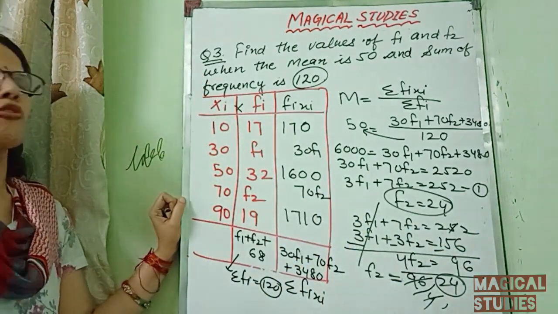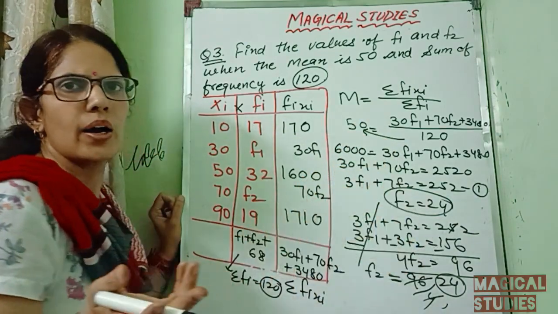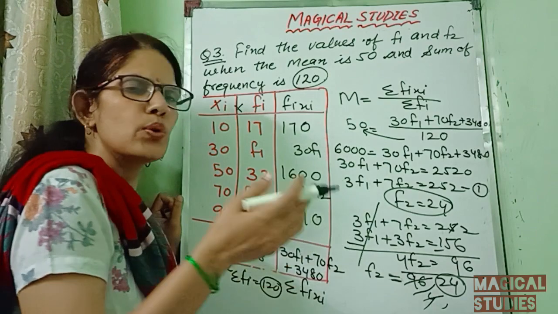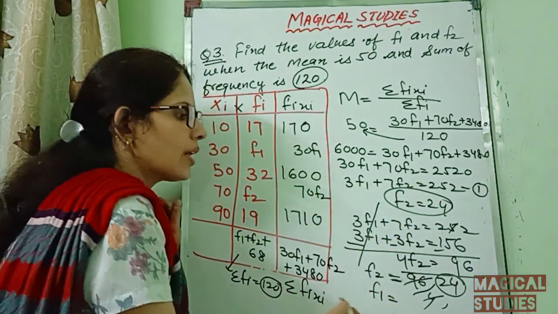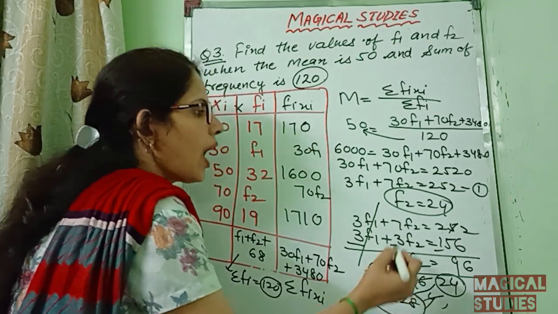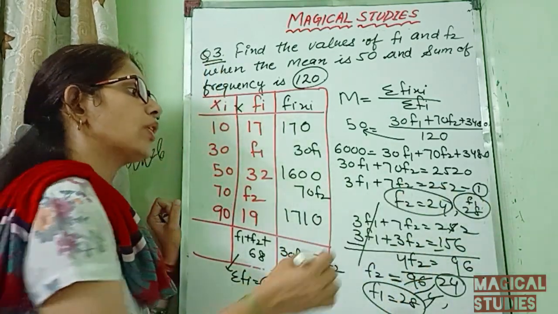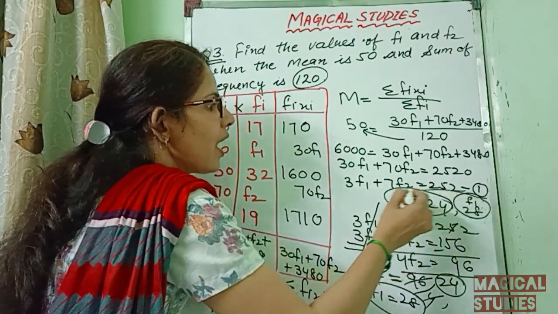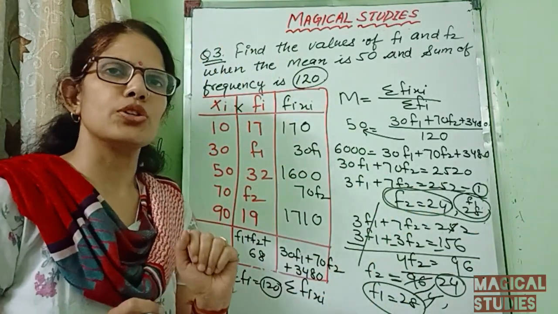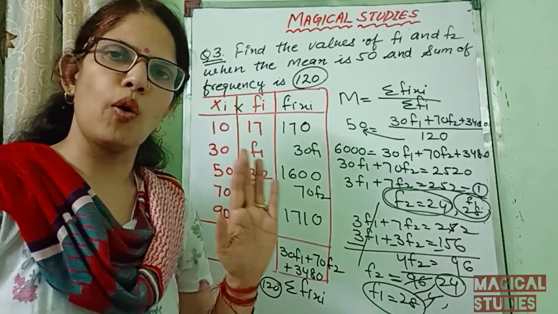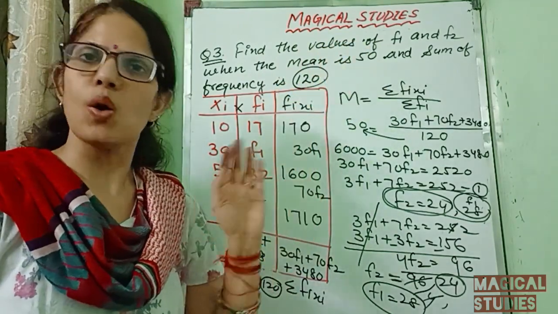By putting the value of f2 in the first or second equation, either one, you will get the value of f1. So f1 is equal to 28 and f2 is equal to 24. This is our answer. This is the solution when you want to find two values, and the mean is given and the sum of frequencies is also given.